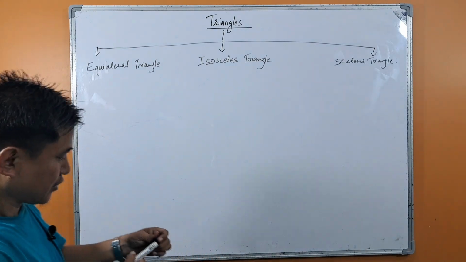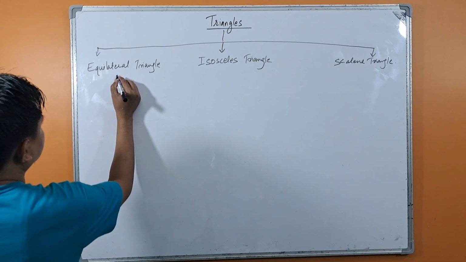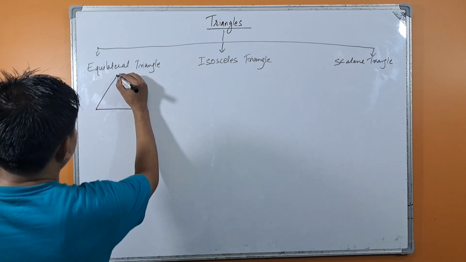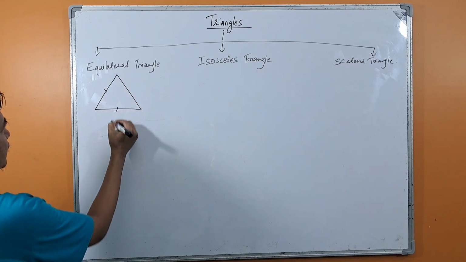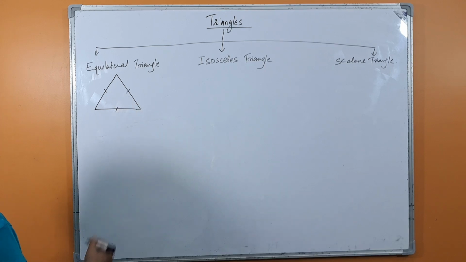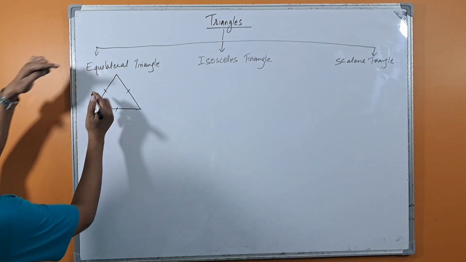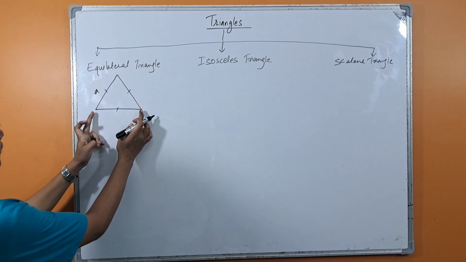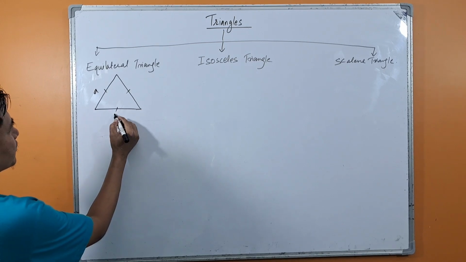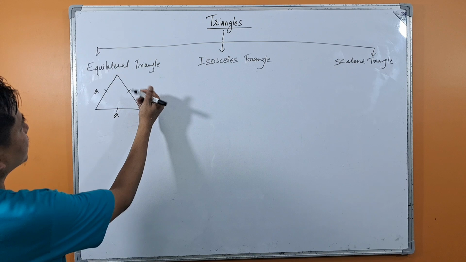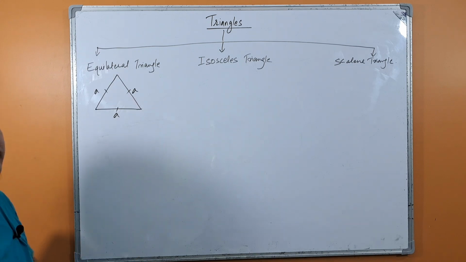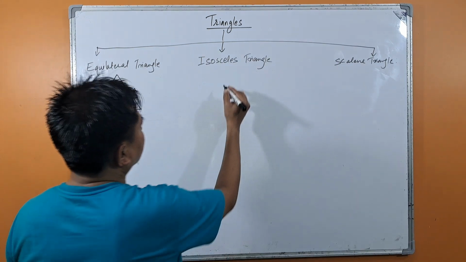An equilateral triangle means a triangle having all three sides equal to each other. This side is equal to this side, and this side is equal to this side. If the length of this side is a units, the length of this side must also be a units, and the length of this side must also be a units. All three sides are equal to each other.